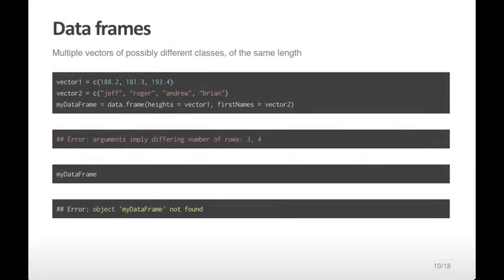The most commonly used object that we'll be using in this class are data frames. These are multiple vectors of possibly different classes of the same length. So for example, if I create those same 2 vectors with 3 numeric values and 4 character values, and try to create a data frame with those values, it says that the arguments are different because they have different numbers of rows. The reason being that these 2 vectors are of different lengths, 3 and 4. In that case, the data frame that we've created cannot be found.